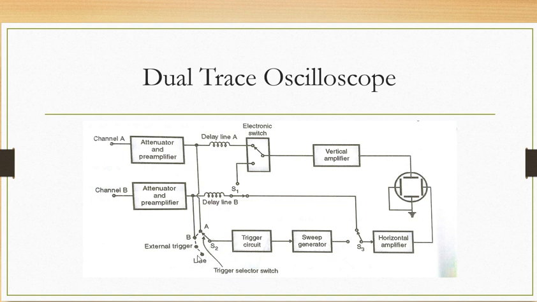Okay, and the sweep waveform is fed to the horizontal amplifier via switch S1 and S3. So if you see this switch S1 and this switch S3, here the sweep waveform is fed to the horizontal amplifier.